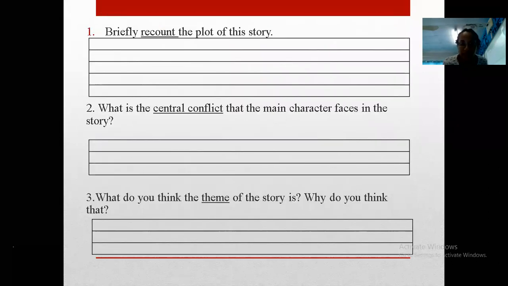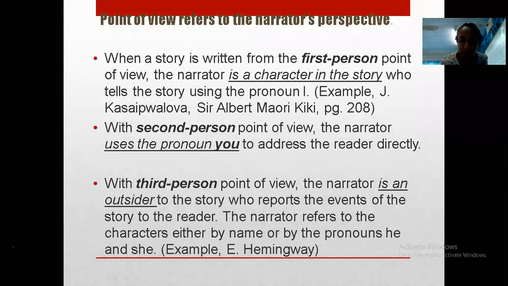Okay. All right, we are moving on to looking at point of view. You know what point of view is. Point of view is who is telling the story. So when the story is written in the first person, you know that the character is inside the story.